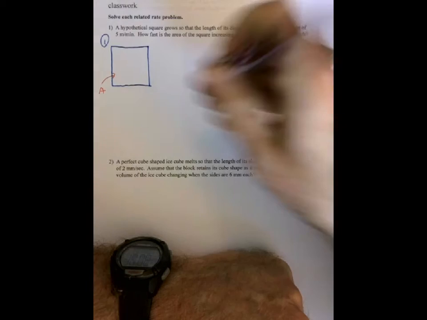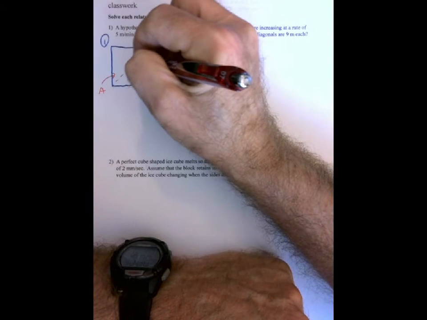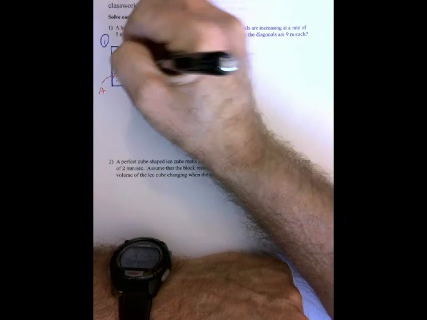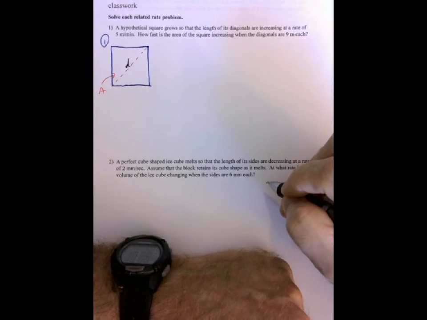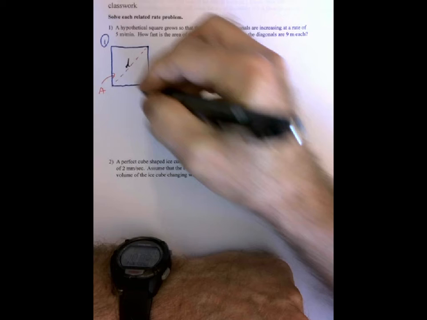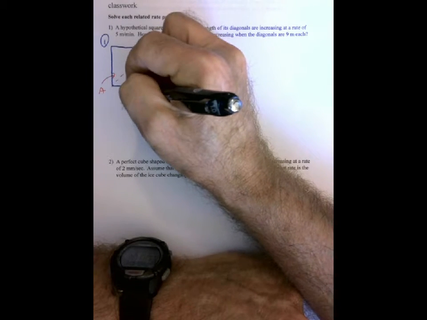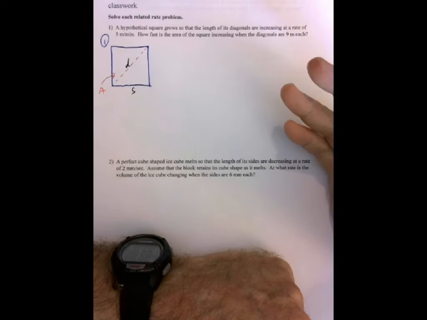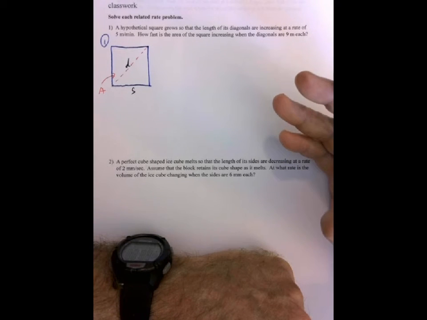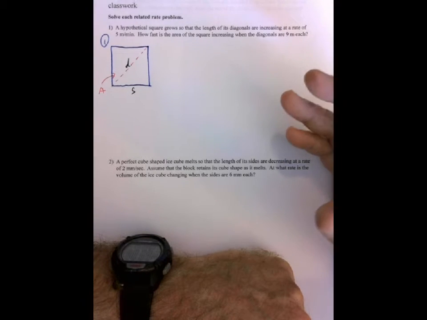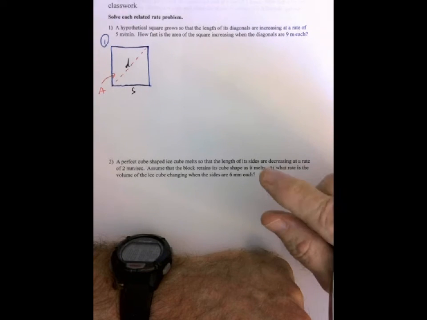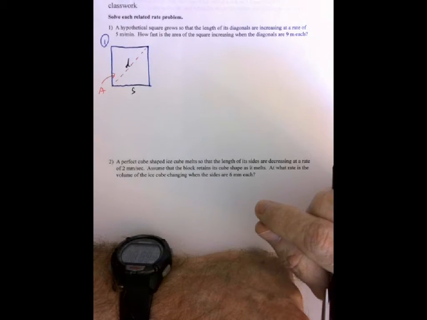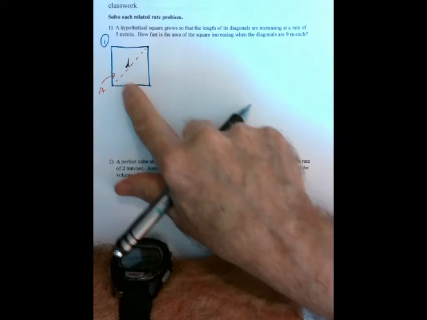I'll use red for this, and I'll label that D. That's the diagonal. Well, we also know that the square has sides to it. And we don't know a formula for the area of a square that relates to the diagonal, but we do know a formula that relates the area of a square to the length of the sides. So that's the first thing we're given here.